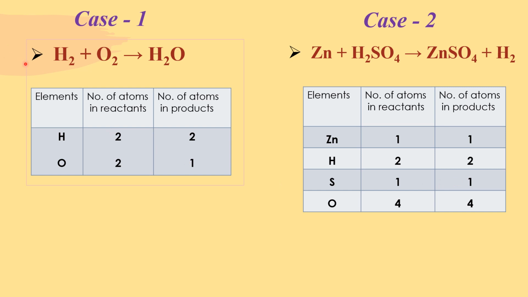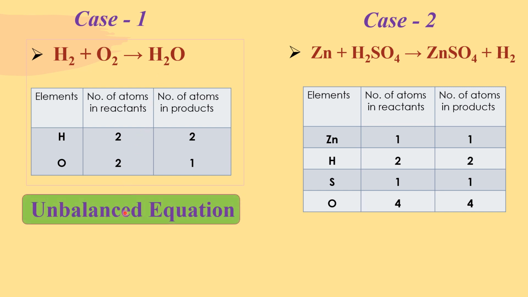So, such an equation in which the total number of atoms of each element is not the same on both sides, that is on the reactant side and product side, such equations are called what equations? Unbalanced equations. And such a chemical equation is a skeletal equation of a chemical reaction.